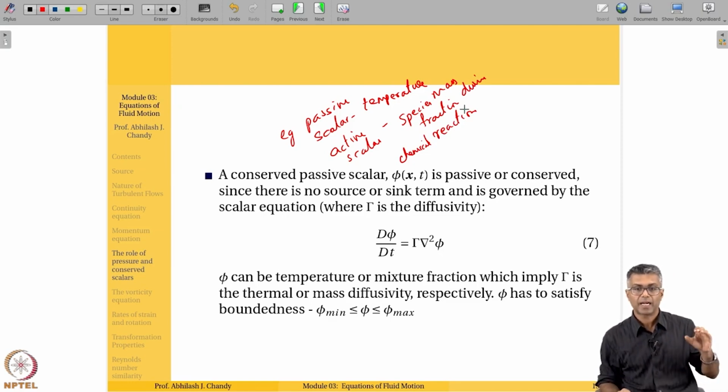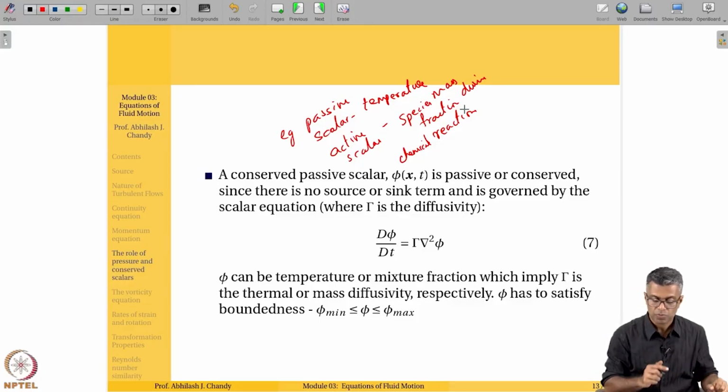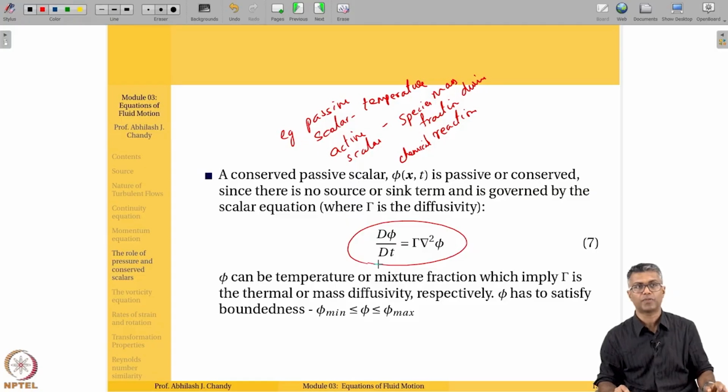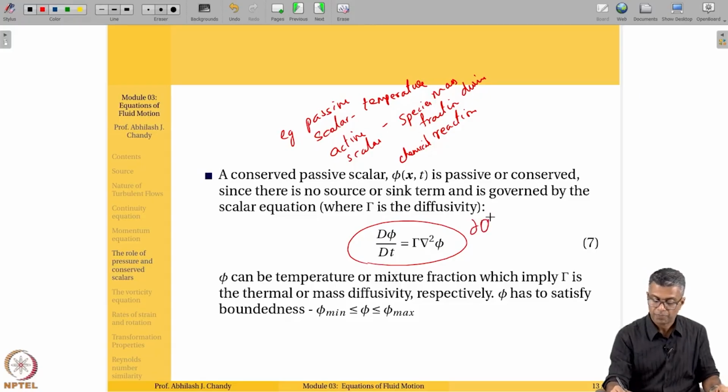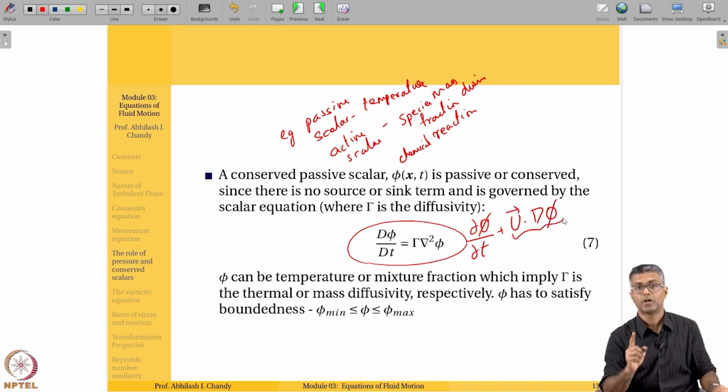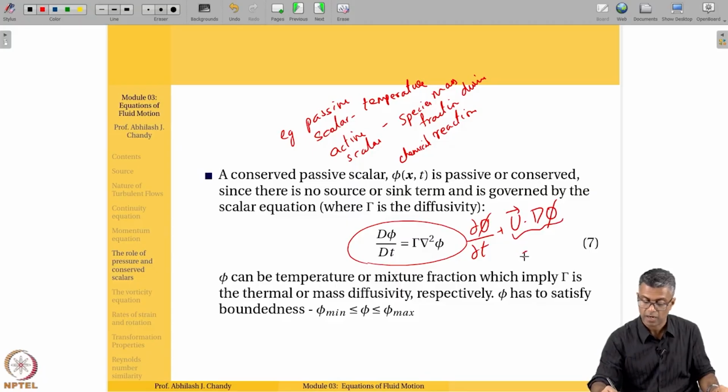So I'm talking about a conserved scalar now. If I have a conserved scalar, this is what my equation looks like. I have the total derivative of the conserved scalar, let me call that phi, equals gamma del squared phi. This is a diffusion term. On the left hand side is the total derivative of the conserved scalar, so I'll have del phi del t plus u dot del phi. Here u is again a vector. This is the advection of the conserved scalar, the passive scalar, equals gamma, which is mass diffusivity, del squared phi.